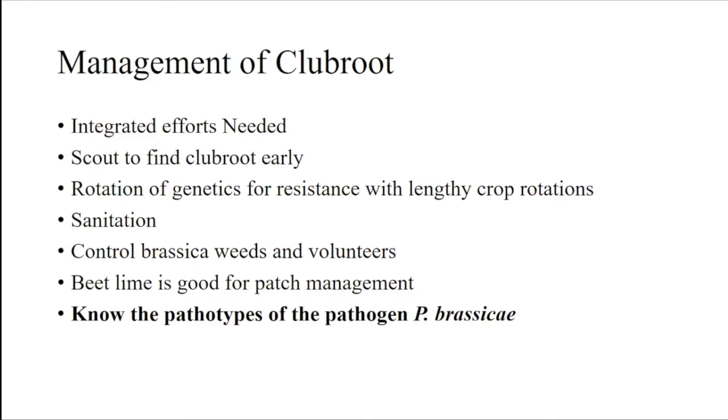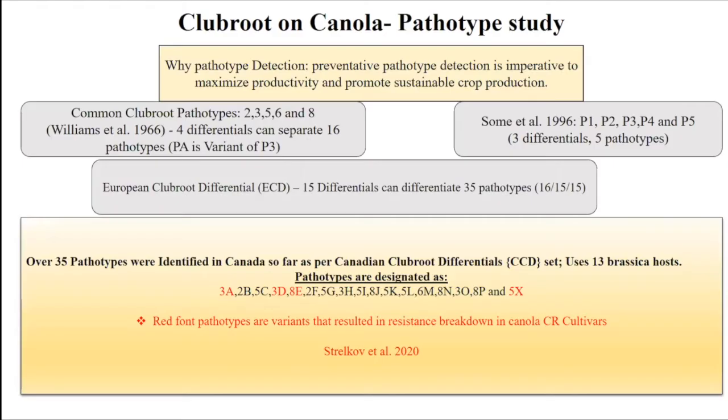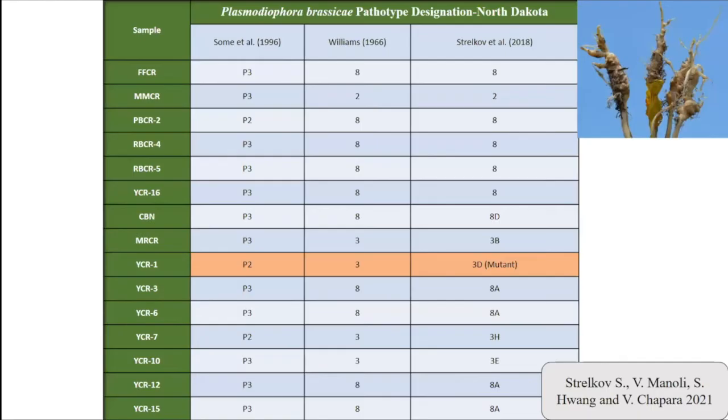Since we are using only the resistant cultivars to manage this disease, we have to know the pathotypes of the clubroot pathogen. Based on that, we have to go for the resistant varieties. The pathotype studies have been done by several scientists in the past, Williams in 1966, Somé in 1996, and the Europeans have developed their own clubroot differentials. And there is one scientist at the University of Alberta, Dr. Strelkov. He clubbed all three differentials and developed the Canadian clubroot differentials.